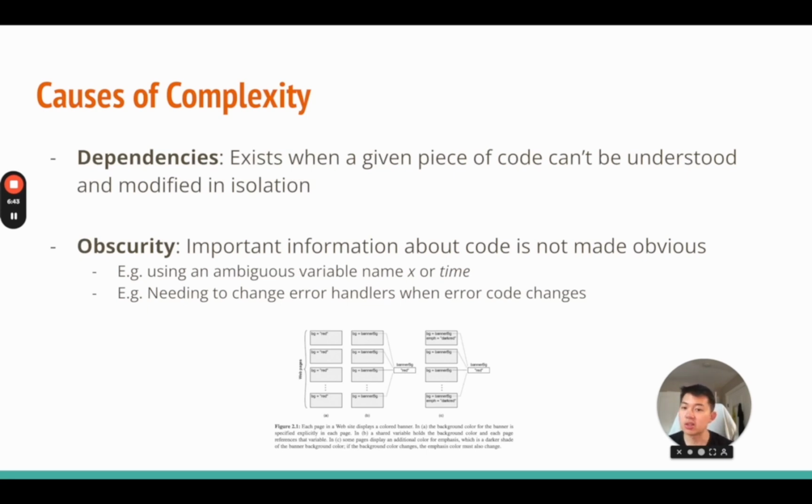Second example would be having to change error handlers when error code changes. So for an example, I have a function that throws an error code whenever there's an error raised. If I change this error code, the upstream functions that use this function need to know that the error code this one throws has changed, and I need to handle it in a different way.